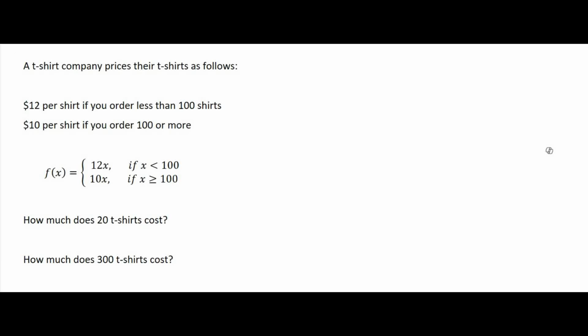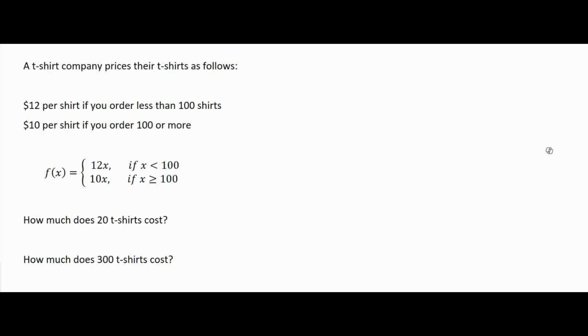In this video, we're going to be looking at piecewise functions, and here's an example of a piecewise function in a real-world situation. A t-shirt company prices their t-shirts as follows: $12 per shirt if you order less than 100 shirts, $10 per shirt if you order 100 or more. And that's written out verbally. That's easy to understand. We see that type of thing all the time.